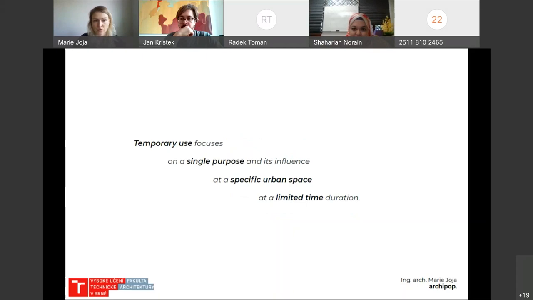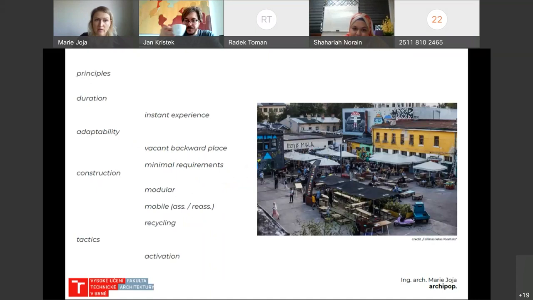So firstly, temporary use focuses on a single purpose at a specific urban space for a limited time duration. There are some principles, I will just go through them shortly. They really count on instant experience. They concentrate their activities on a vacant and backward place. They are also very flexible. They have minimal requirements on the place. And they use modular constructions, also some mobile things, and they work with recycled materials. Their aim is really to activate the place, bring finances there, and promote the whole reconstruction of the place.